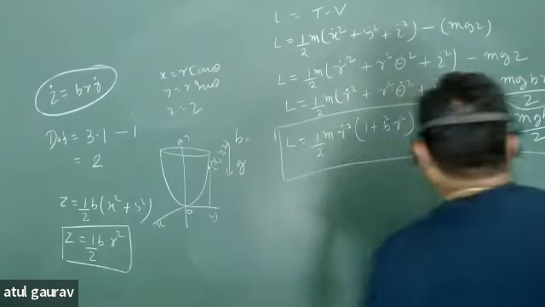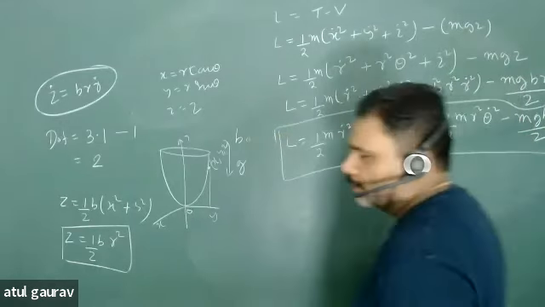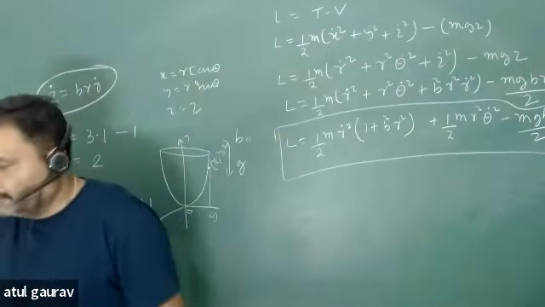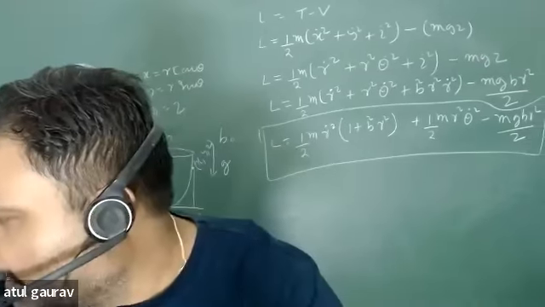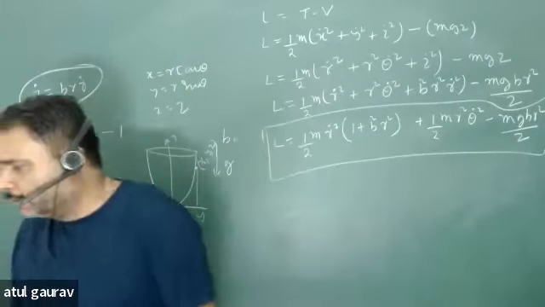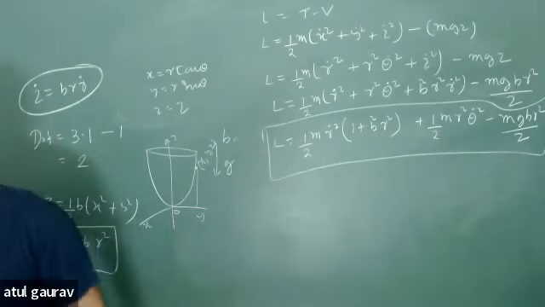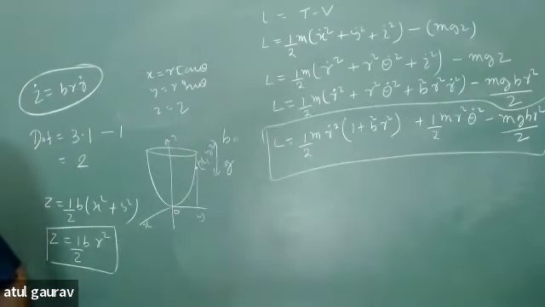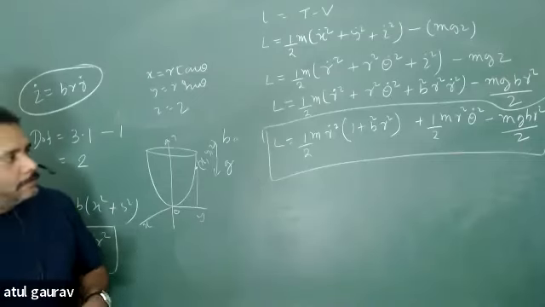So this is the Lagrangian of the system. And what are my generalized coordinates? There are 2 generalized coordinates. The first generalized coordinate is r, and the second generalized coordinate is theta. Is this clear? If you want to ask anything up to here, you can ask.